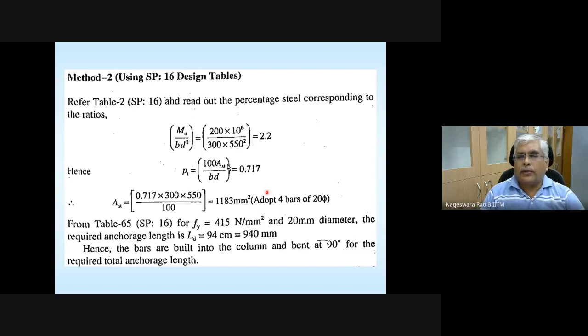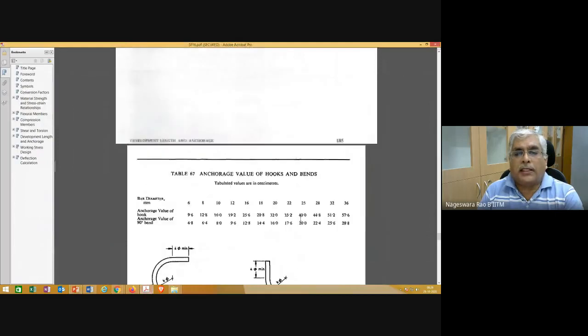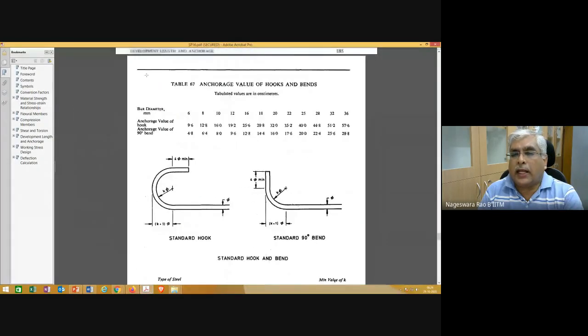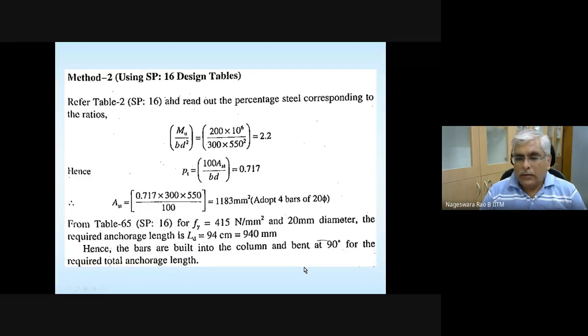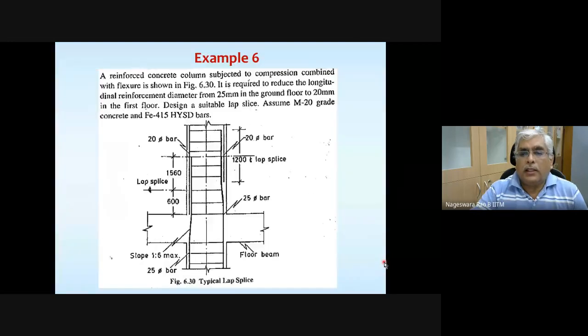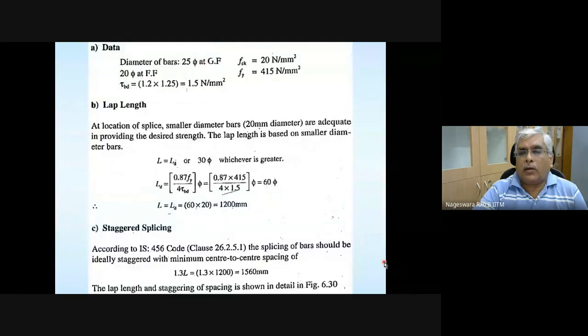And you can also make use of your SP16. Okay, I already showed you how to use 64, 65, 66 these tables. So with whatever explanation that is given, and also this anchorage values table 67, you can follow this one. This is all straightforward. Okay. So let me take 2 more examples and then we'll close this topic.